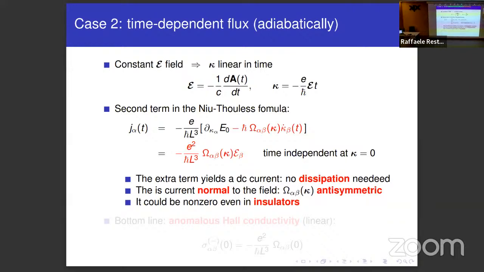So the extra term yields a DC current without dissipation. The transverse current does not need any dissipation, it is already finite without relaxation time. The current is also normal to the field because the tensor is anti-symmetric, and it can be non-zero even in insulators. In insulators, this is the only conductivity that can be non-zero. That is, in an insulator, all linear and nonlinear longitudinal conductivities are zero, and all higher order transverse conductivities are zero. The only conductivity that can be non-zero in an insulator is the linear transverse Hall one.